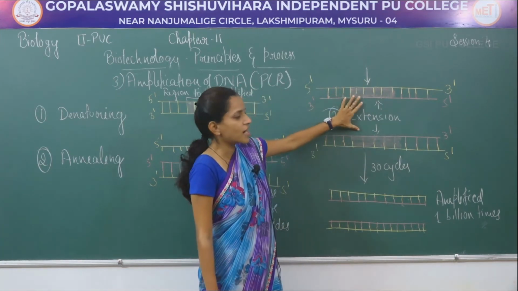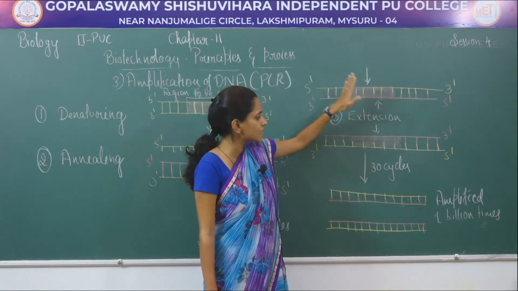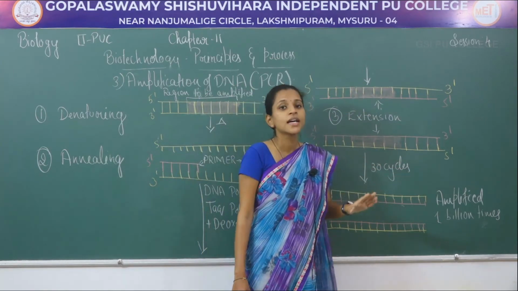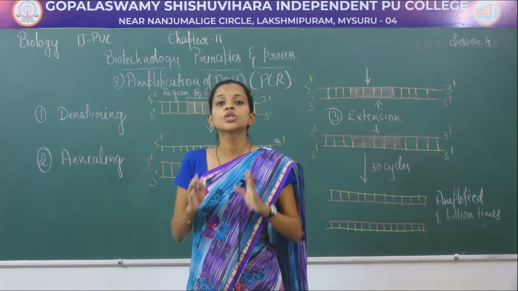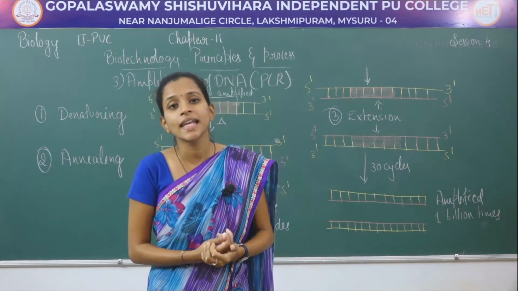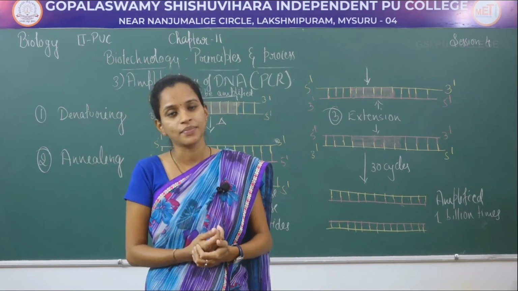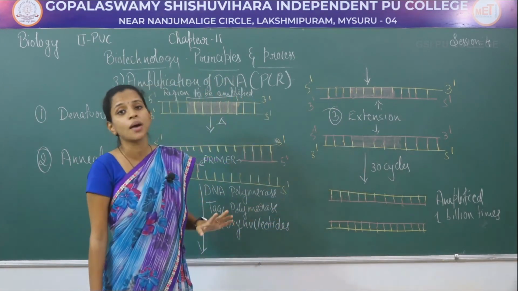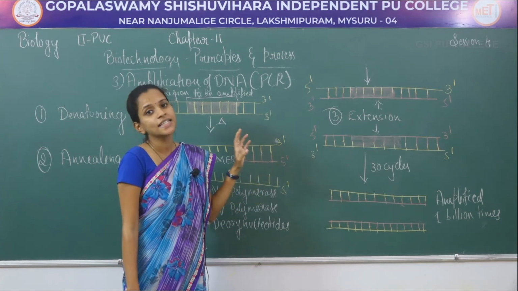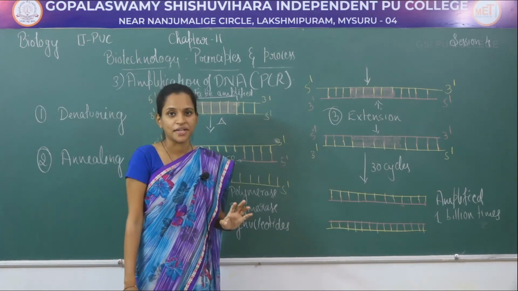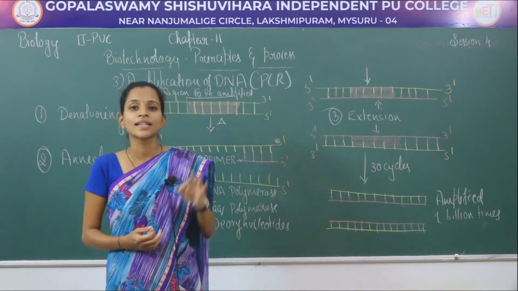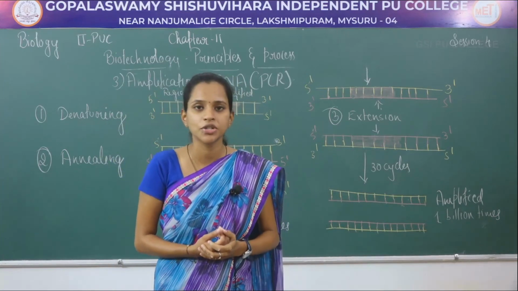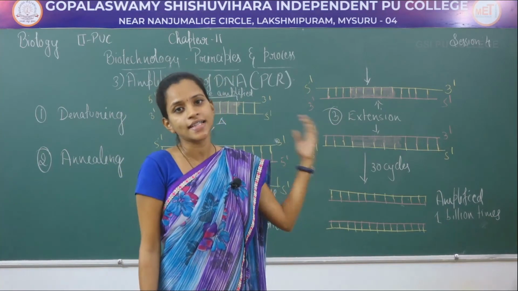If the same extension process is repeated for 30 cycles, then there will be almost 1 billion DNA strands obtained. That is how, within a very short duration, you can obtain a large number of DNA strands which are to be amplified. So this process requires three main steps: denaturing, annealing and extension.